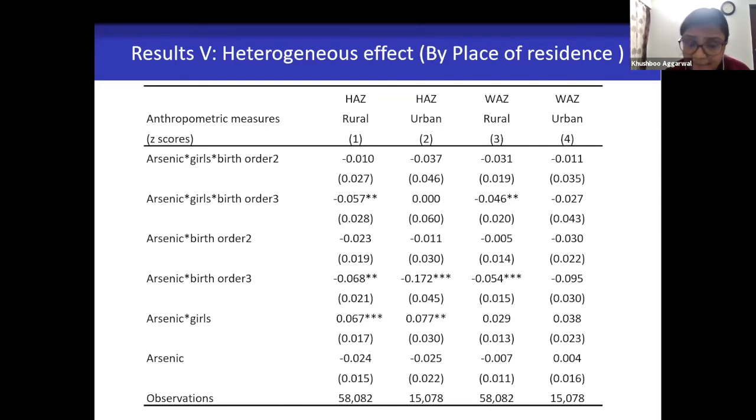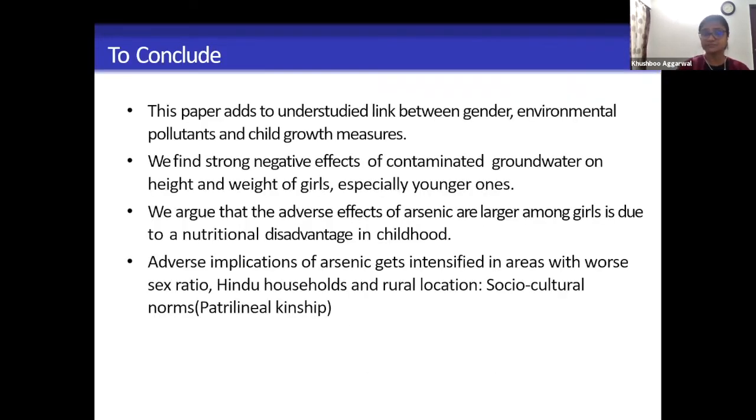Again, we can see that the presence of arsenic would lead to a reduced height-for-age Z score, especially for the girls who are born at later birth orders. And unlike for the girls born in urban areas, the effect holds true for the weight-for-age Z scores as well, as the presence of arsenic has significantly reduced the weight-for-age Z score for the girls who are born at later birth orders.